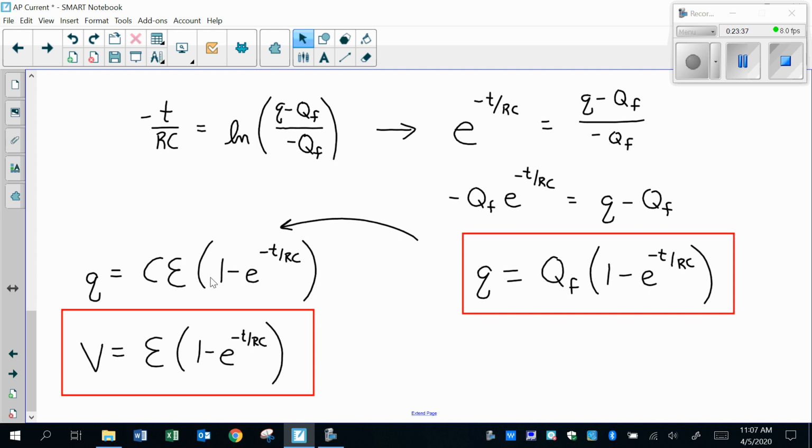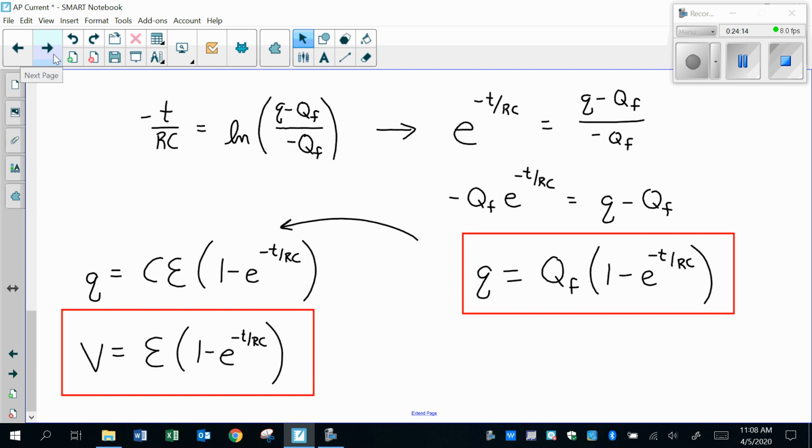This term is simply a percentage. At time equals 0, e to the 0 power is 1. 1 minus 1 is 0. At time 0, no charge. At time 0, no voltage. Well, that seems to make sense. If we send t to infinity, e to the negative infinity power is going to be 0. So I get charge times 1, I get EMF times 1, and Q equals Q final. V equals our EMF. So that's our charging method.